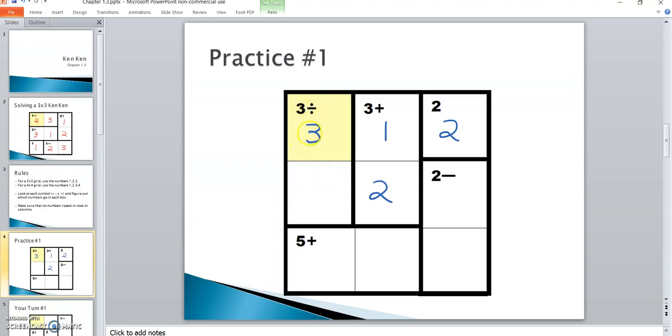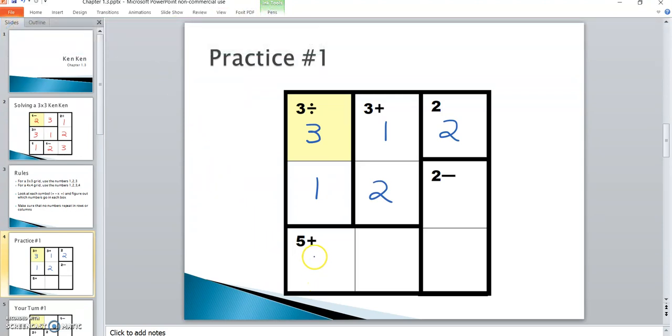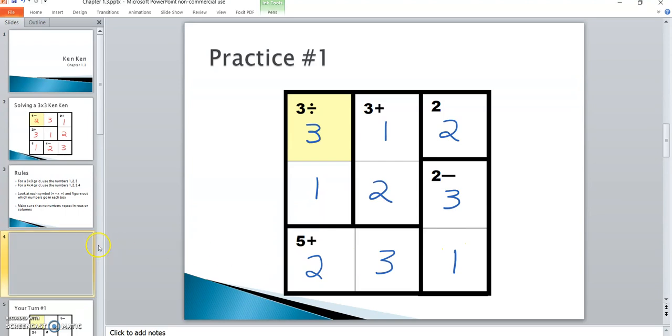Now when I divide these two numbers, I'm supposed to get 3. So I know that 3 divided by 1 is 3. So what I would like you to do now is just finish off this puzzle. So pause the video and finish it off. Okay. So there's going to be a 2 there, and a 3, and a 3, and a 1.